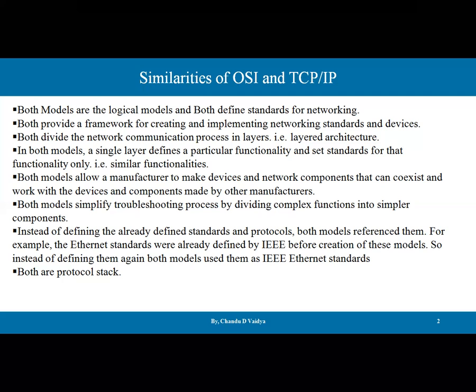Apart from this, both the models allow a manufacturer to make devices and network components that can coexist and work with the devices and components made by other manufacturers. So there is no restriction such that a vendor has developed a device and it is not going to work with others. If one is developing, the other is going to be supported. Both the models simplify the troubleshooting process by dividing complex functions into simpler components.